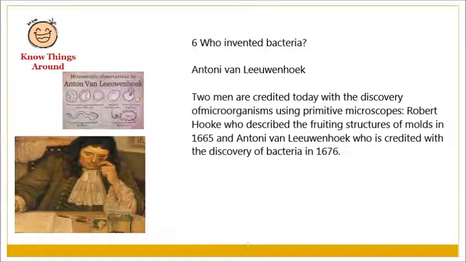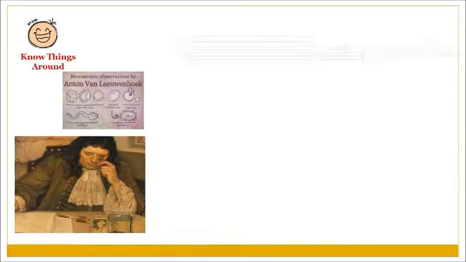Who invented bacteria? Antony van Leeuwenhoek. Two men are credited today with the discovery of microorganisms using primitive microscopes: Robert Hooke, who described the fruiting structures of molds in 1665, and Antony van Leeuwenhoek, who is credited with the discovery of bacteria in 1676 AD.